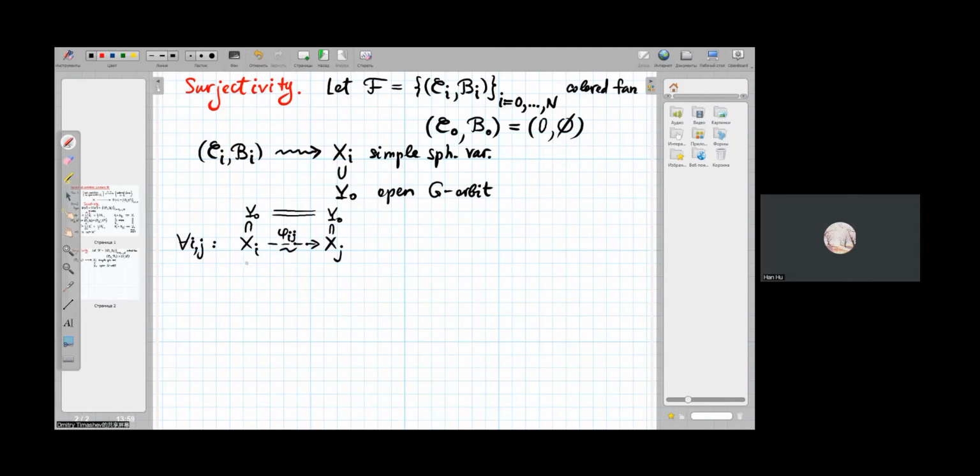So let me denote by X_ij here and X_ji here the biregularity loci for this map phi_ij. So the biggest open subsets such that phi_ij is an isomorphism between these subsets.